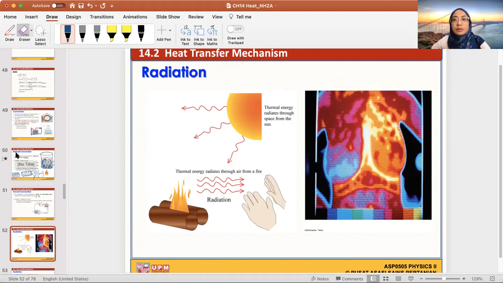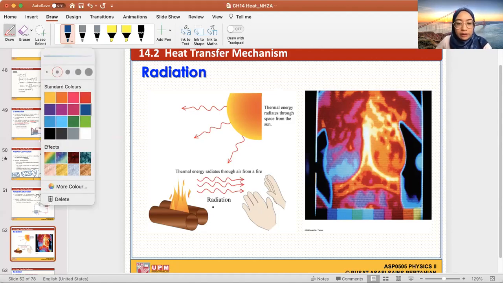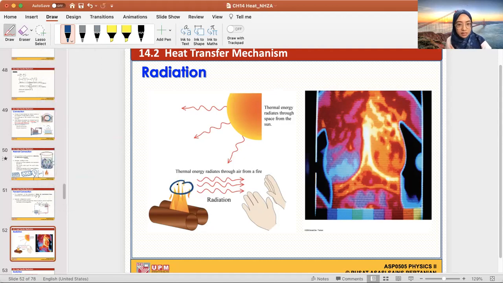Most of the time, people will say, oh, easy, doctor, this is because of convection, because there is movement of air. Okay, not really, because when you have a fire, the air is being heated up, right? The air becomes less dense. Where does it go? It goes up. Does it go to your hand? No, it does not go to your hand. Your hand is to the side.